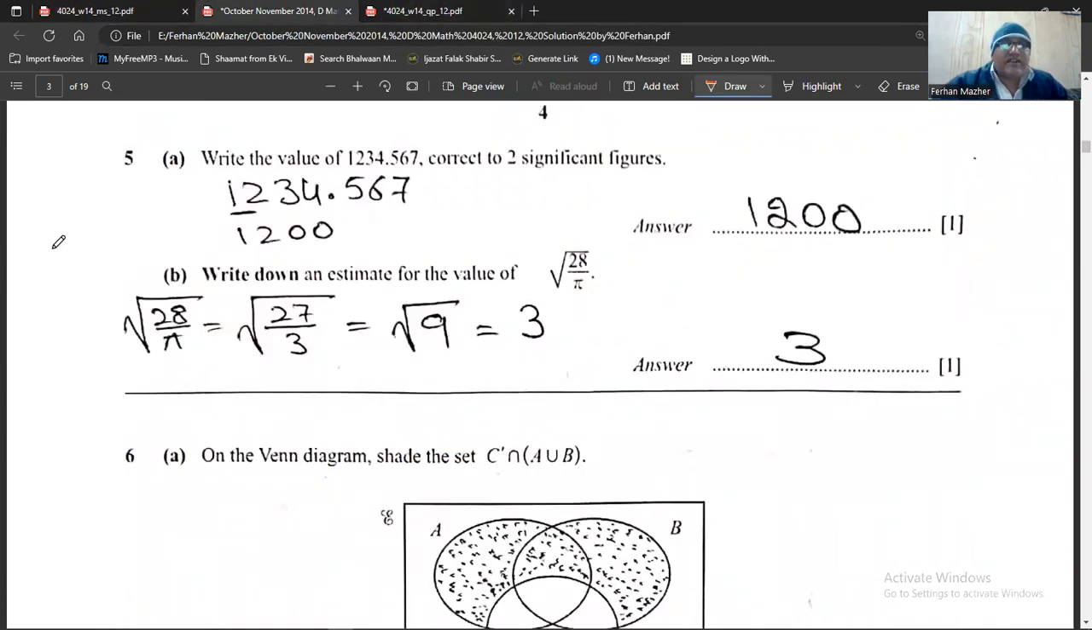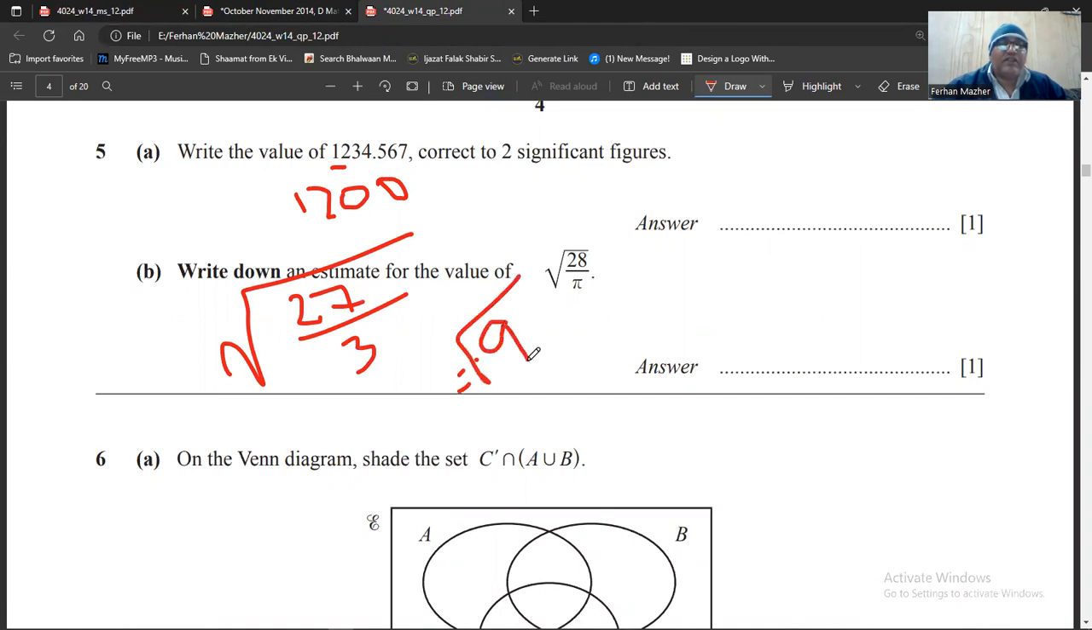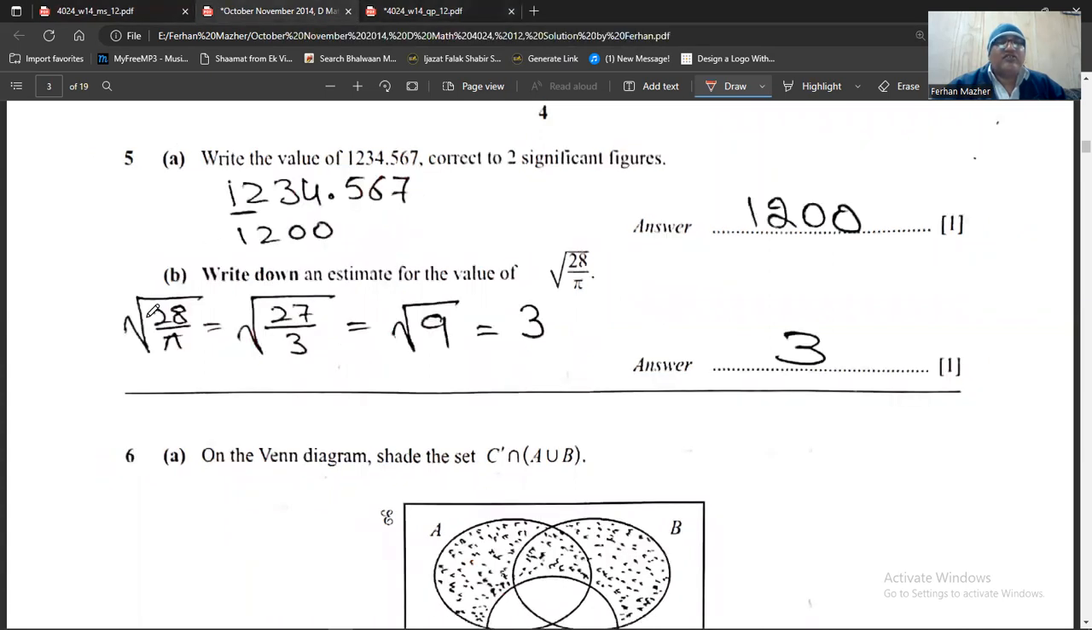He says, write down an estimate for the value of the square root of 28 by pi. So in the place of the 28, I will write 27. And in the place of pi, I will write 3. So you will have 27 divided by 3, this will become 9. And the square root of that will be equal to 3. This is how this is done.